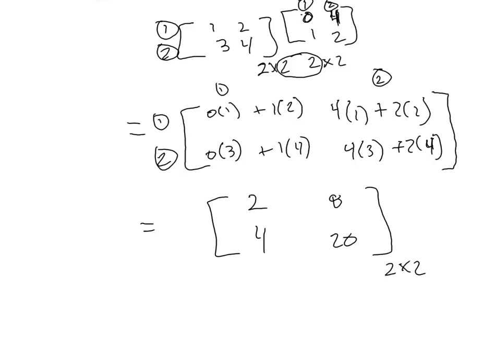Our generalized result says that, first of all, we need the same number of columns in this matrix, 1, 2, as we do the number of rows in this matrix. If you think about the collapse idea, the 0 has to have something to land on, and the 1 has to have something to land on.